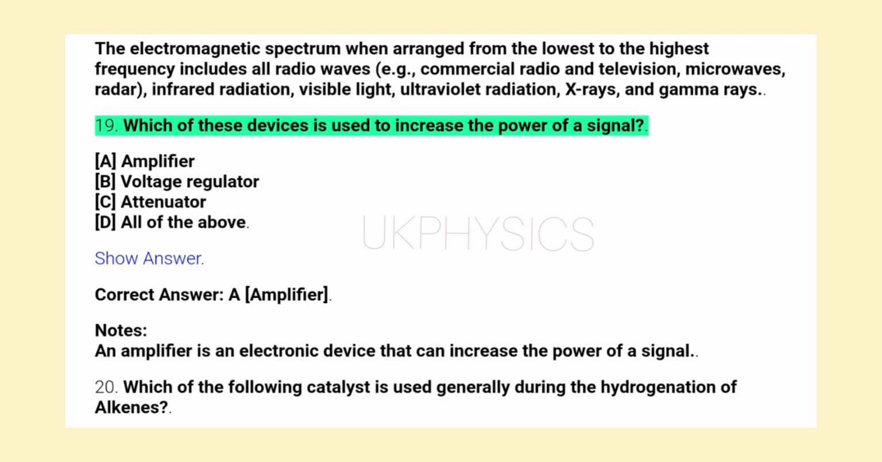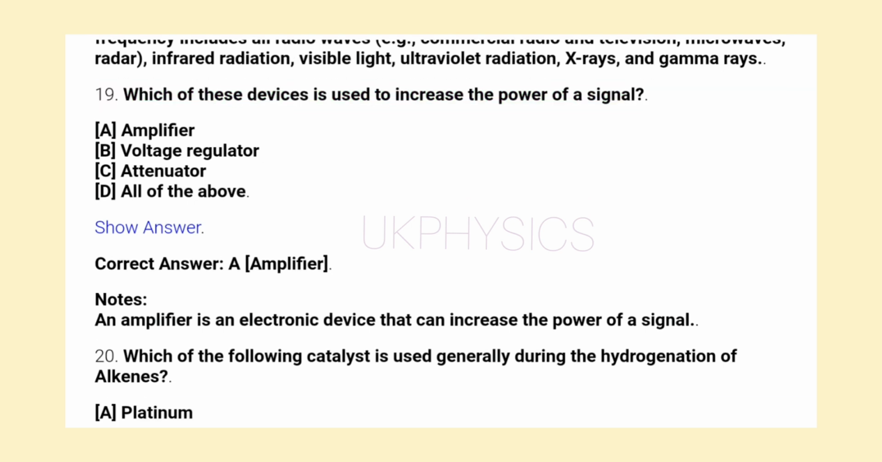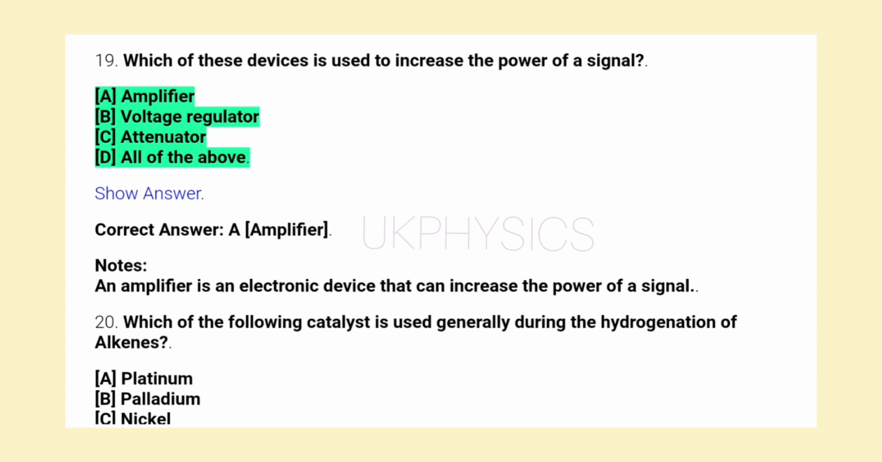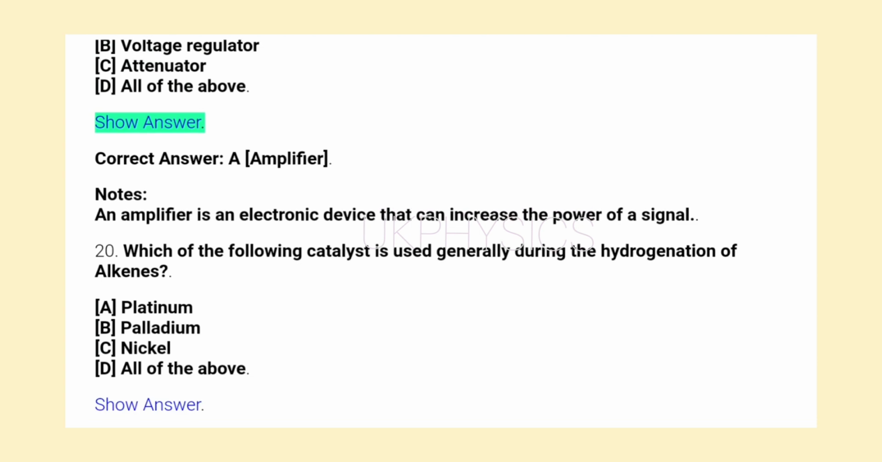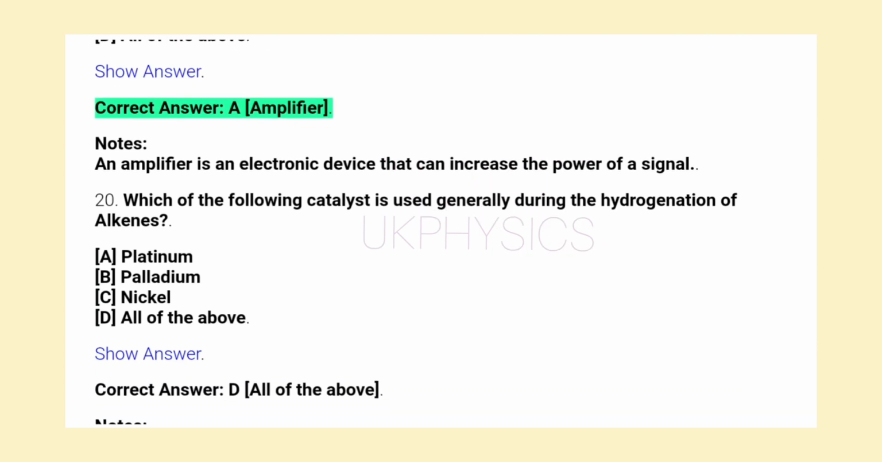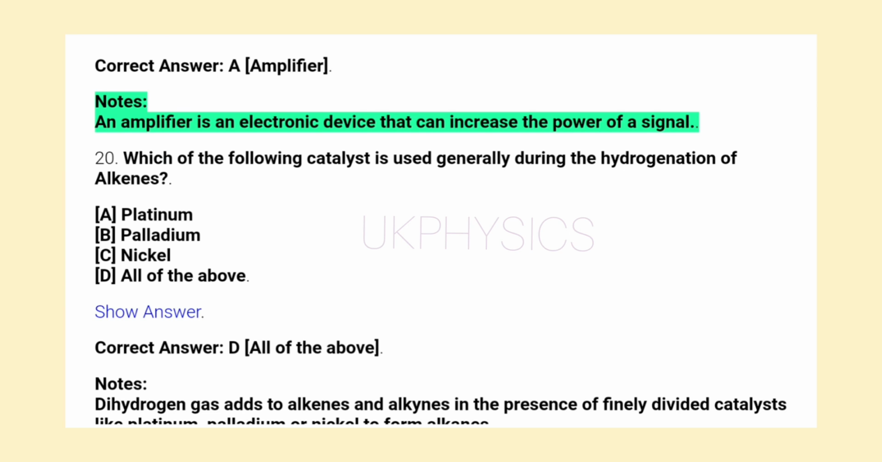19. Which of these devices is used to increase the power of a signal? A. Amplifier, B. Voltage regulator, C. Attenuator, D. All of the above. Show answer. Correct answer, A. Amplifier. Notes: an amplifier is an electronic device that can increase the power of a signal.